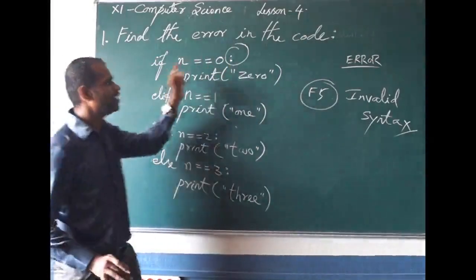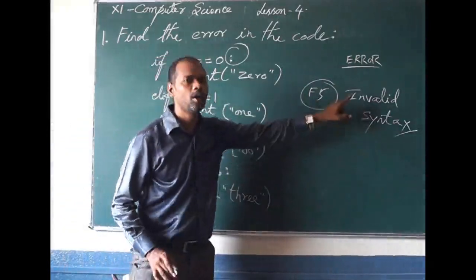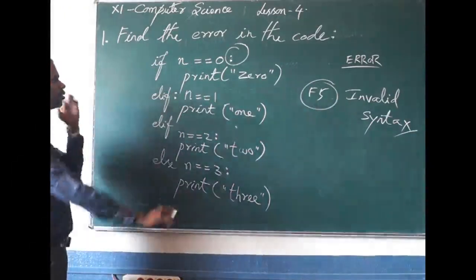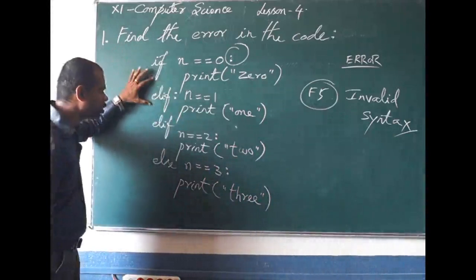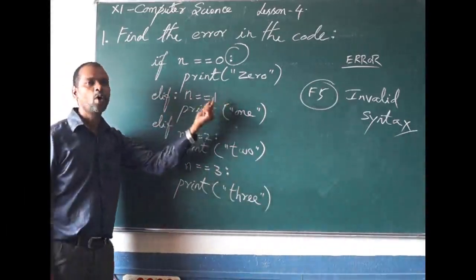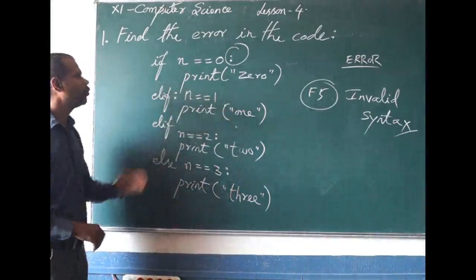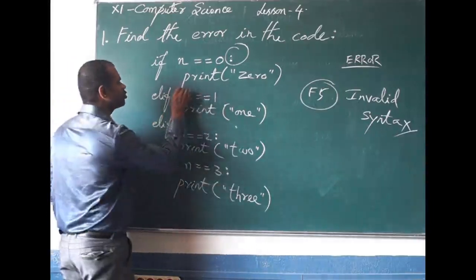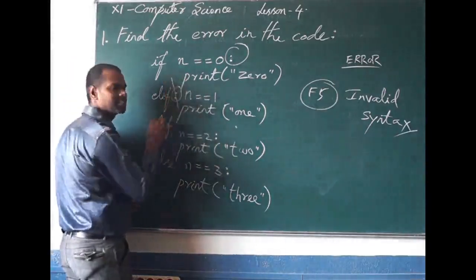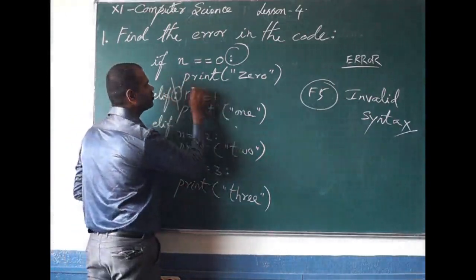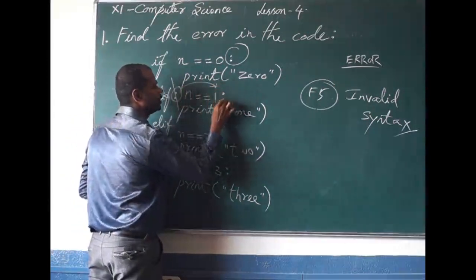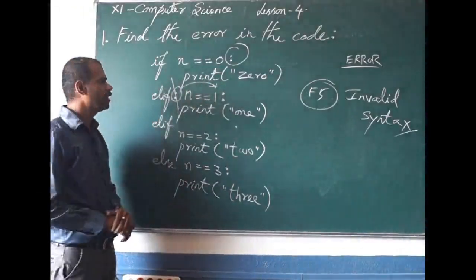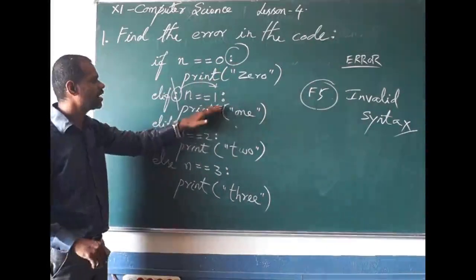Then once again, if I press F5, it will show invalid syntax. Do you know why? Any idea? Listen carefully. I told you the colon should appear after the condition. But what is here? The colon was given before the condition. So you have to erase this one and shift it to this place. After the condition only, you have to put the colon. Okay, so this error is clear. This error is also clear.